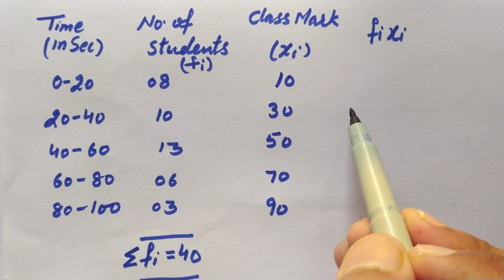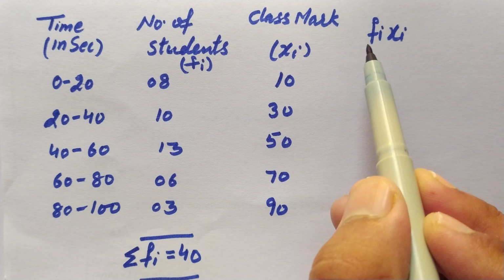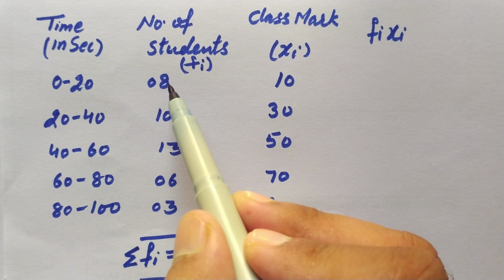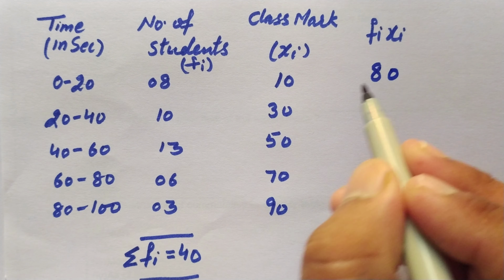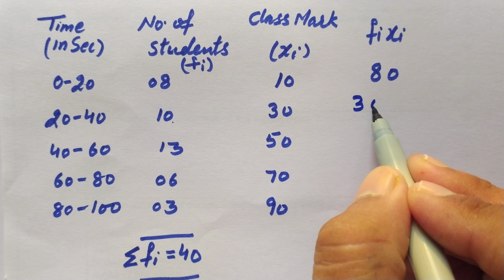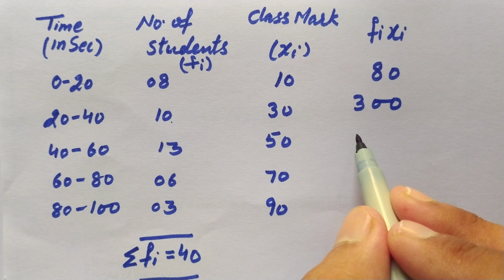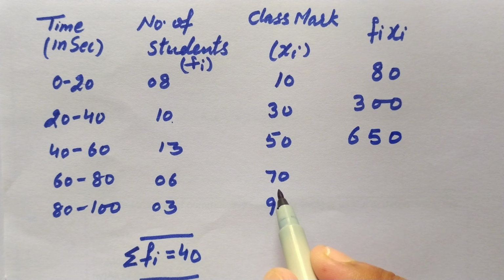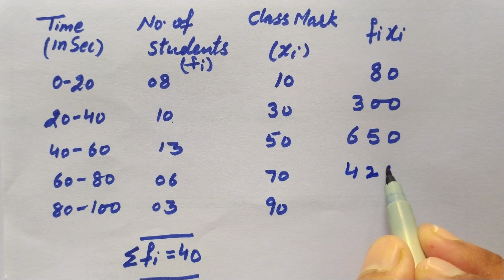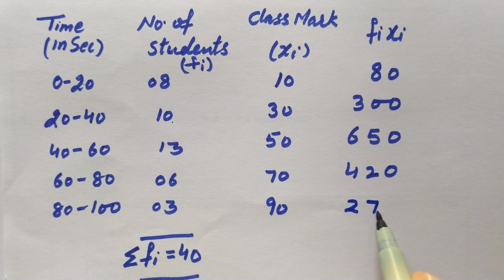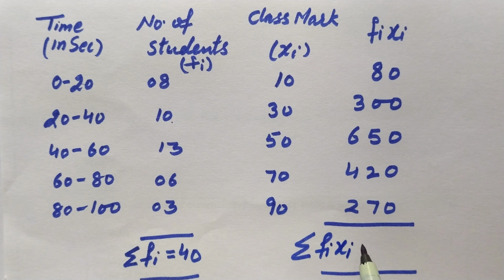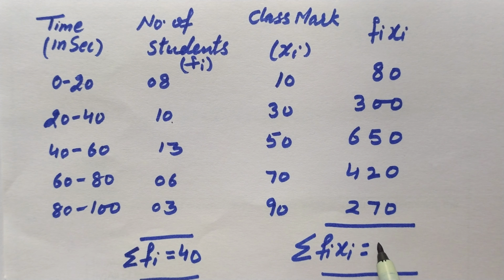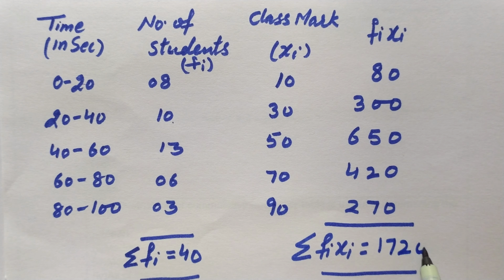Now in this column we will find fi xi, the product of these two. Fi xi means the product of fi and xi. So 10 8s are 80, 10 30s are 300, 50 13s are 650, 70 6s are 420, and 90 3s are 270. Now we have to add all these fi xi. So it is called summation fi xi or sigma fi xi. If we add all these, we get 1720. So you can add it here.